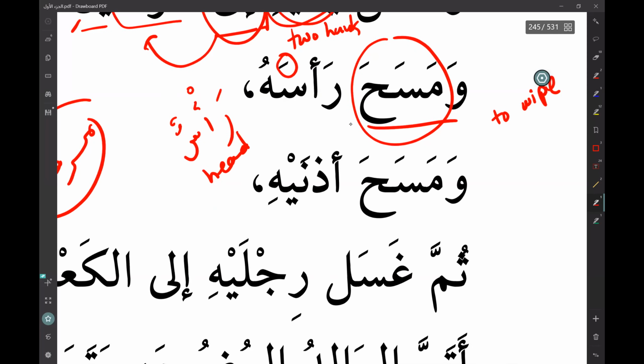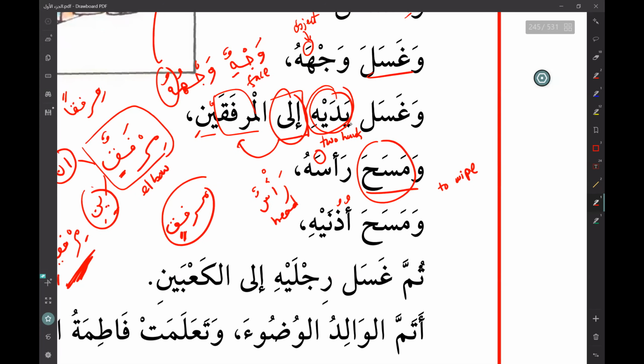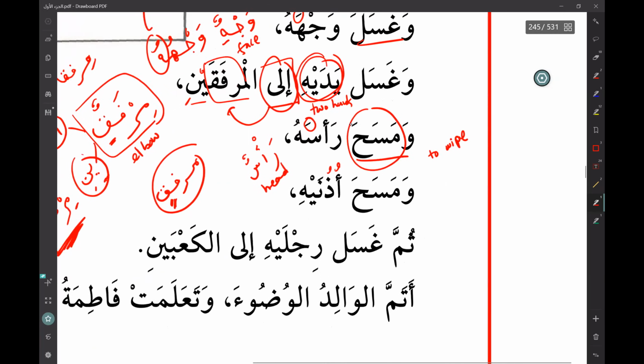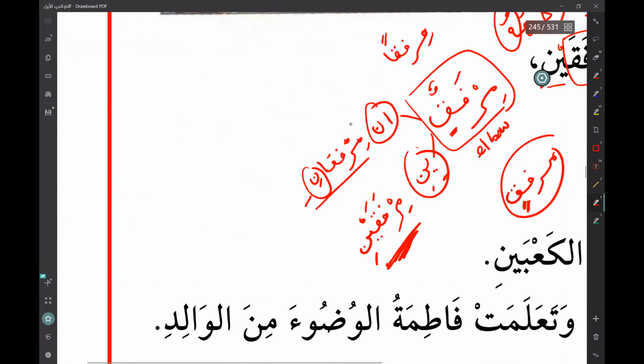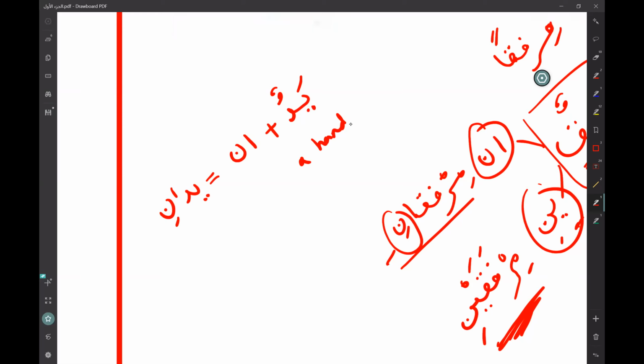Wa masaha udhunayhi. So looks like I do have to explain because these things are coming. So basically what happens, for example, we have yad. Yadun is hand, a hand, right? Clear, guys? How do we say two hands? I just explained, you add alif and nun. So we say yadani, right? But this is the default form, meaning you can think of this as the Dhamma form, right?